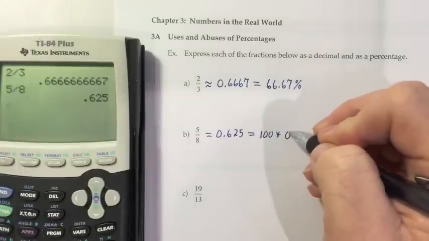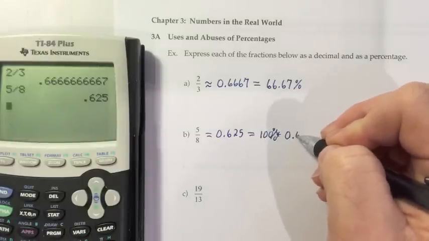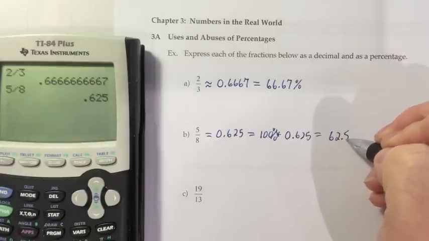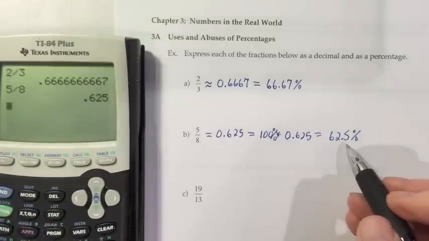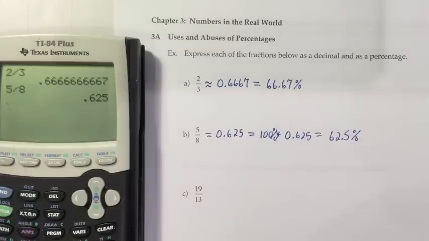Go ahead and write this one out. Oops, 100% times 0.625 is 62.5%. 100% is 1, so you're not changing the number, you're just changing the way it looks. The 100 moves the decimal over 2, and then we have the percent symbol on there.